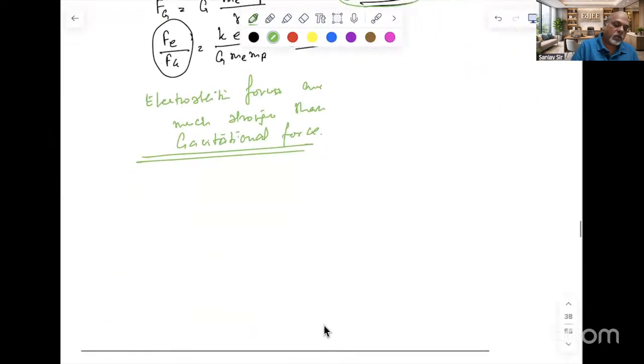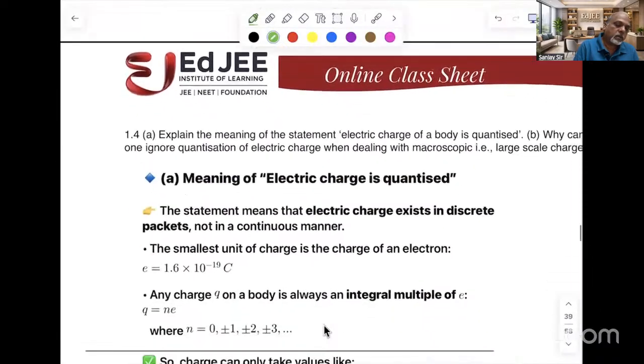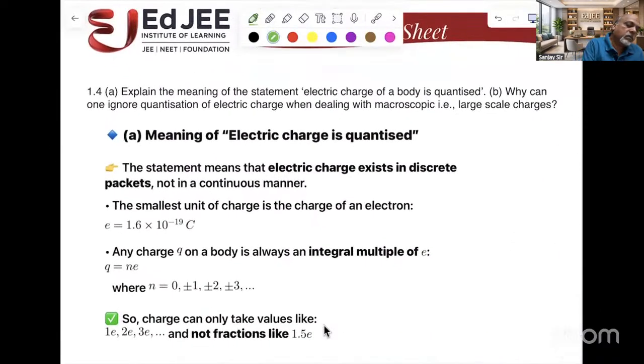Then let us go to the next. Explain the meaning of the statement: electric charge of a body is quantized. So, the meaning of electric charge quantized, the answer I have already written here. The statement means the electric charge exists in discrete packets, not in a continuous manner.